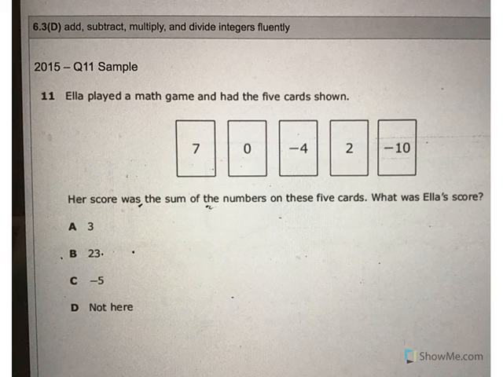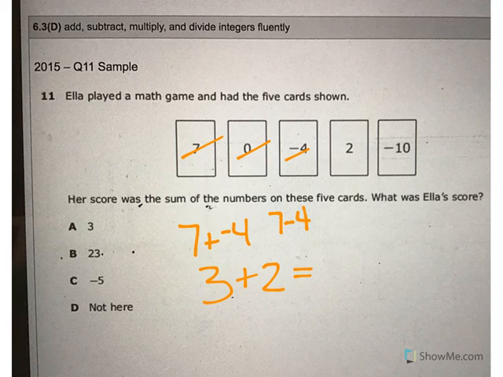So 7 plus 0 is kind of easy. I know it's 7. 7 plus negative 4. I can add negative 4, or I can just do 7 minus 4. Either way, I'm going to get 3. Okay, so I'm done with this. Then I'm going to add 3 plus 2. I'm going to get 5. And then 5 plus negative 10, or 5 minus 10.